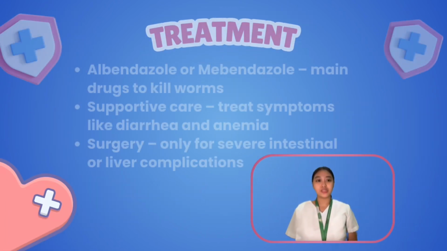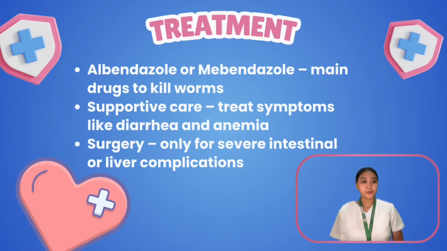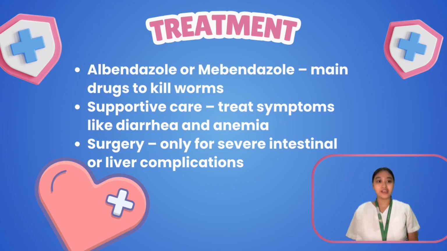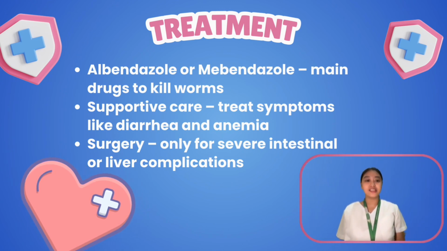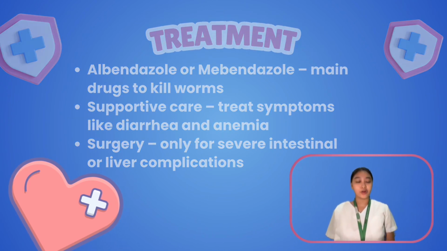Capillariasis is treated with albendazole or mebendazole to kill the worms. Supportive care is given to manage symptoms such as diarrhea or anemia. Surgery is rarely needed and is reserved for severe complications affecting the intestine or liver.